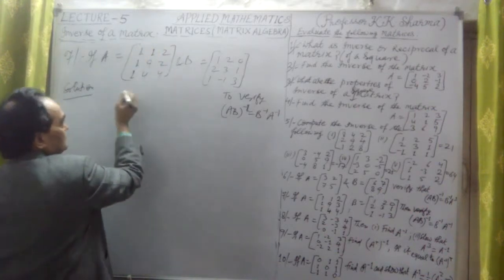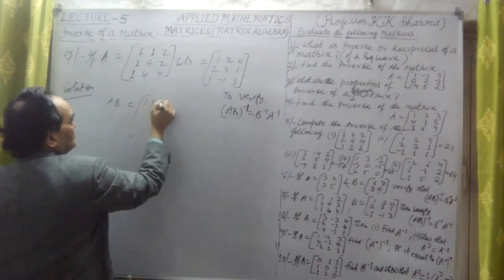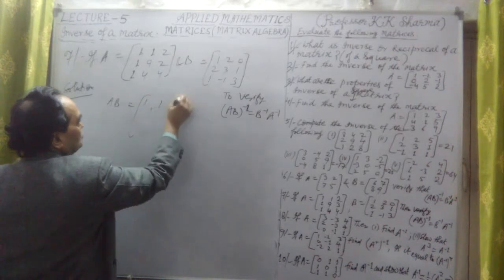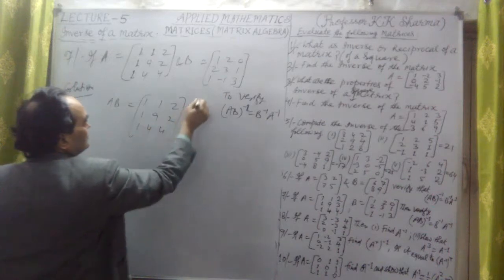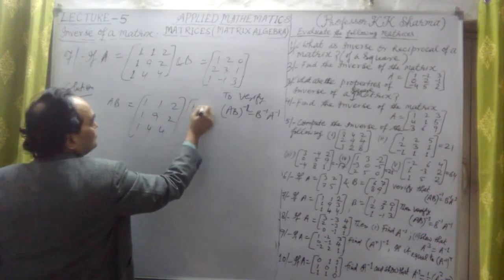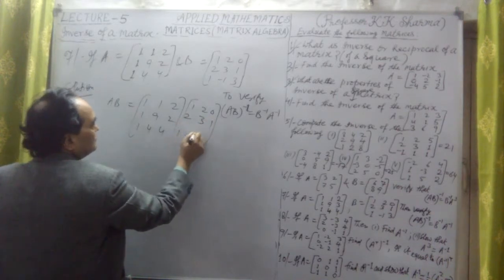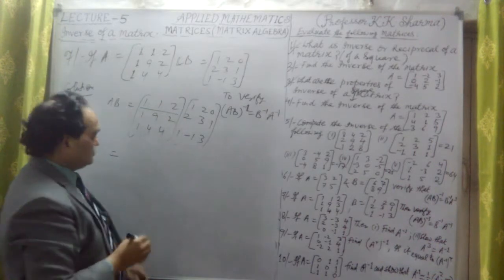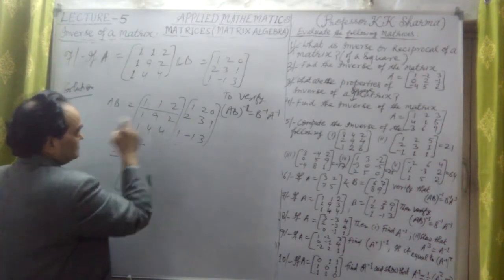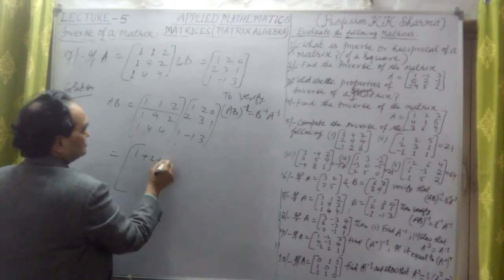Okay, so first let me multiply AB. Left hand side I want to solve. A is 1, 1, 2; 1, 9, 2; 1, 4, 4. B is here 1, 2, 0; 2, 3, 1; 1, minus 1 and 3. Multiplying them. First row: it will give us 1 into 1 is 1, 1 into 2 is 2, 2 into 1 is 2, plus 2.